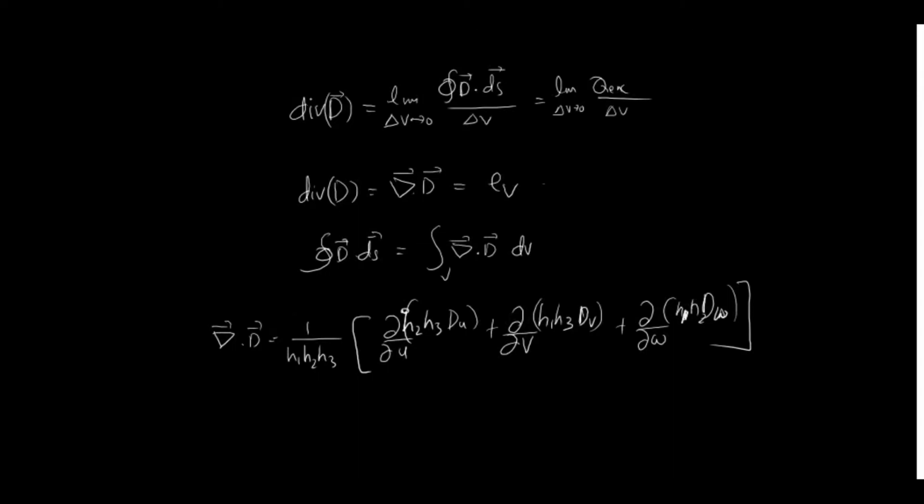We also discussed a new operator called del, which is dou by dou x ax cap plus dou by dou y ay cap, and so on. Del dot D is equal to rho v, the volume charge density. This is called Maxwell's equation in point form, Maxwell's first equation. From this we got the closed integral D dot dS equal to the volume integral of del dot D dv. This is called the divergence theorem, and it is Maxwell's first equation in integral form.